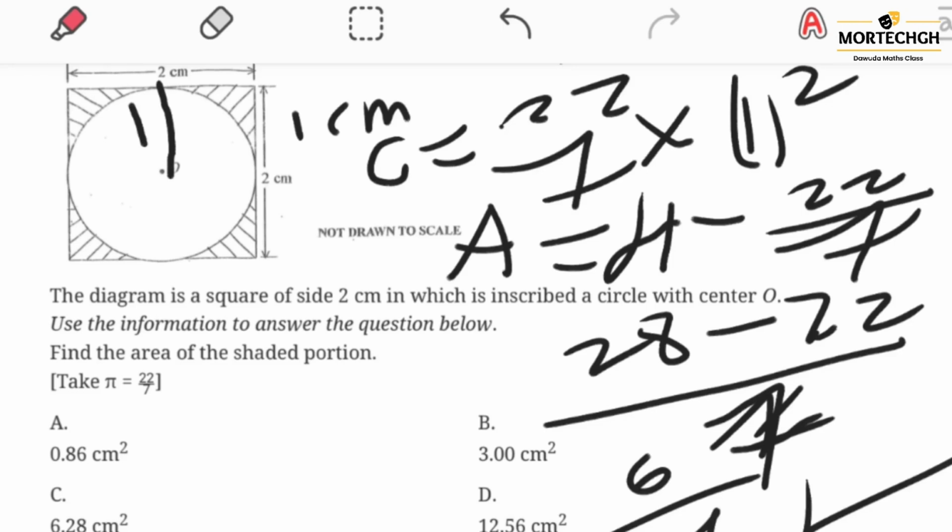But we have to convert the fraction to decimal. So 6/7 in decimal will give you 0.8571. So in 2 decimal places it will be 0.86. So the correct answer is A. The correct answer is A here.